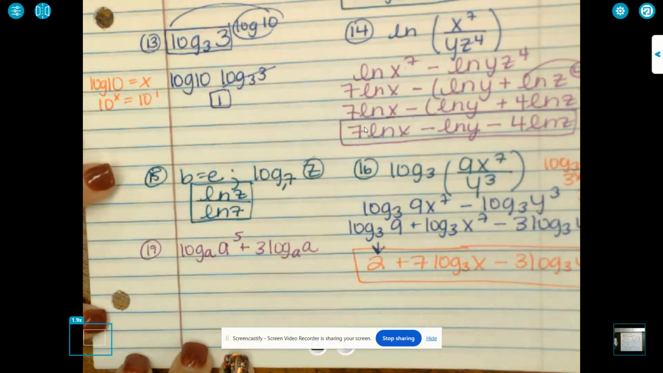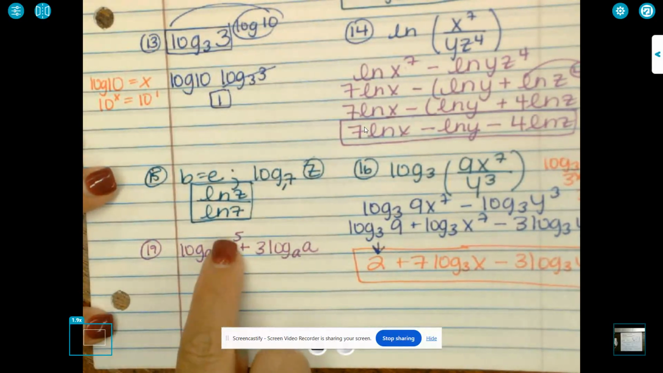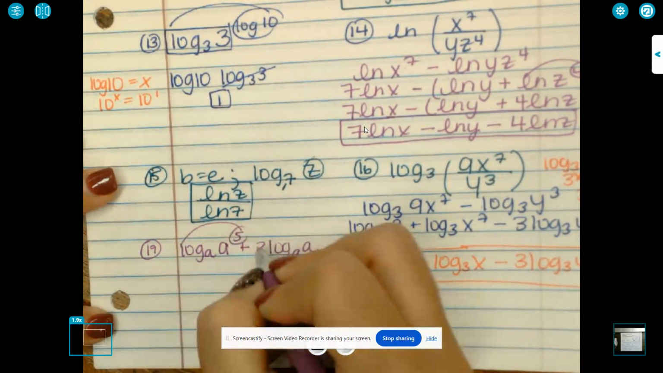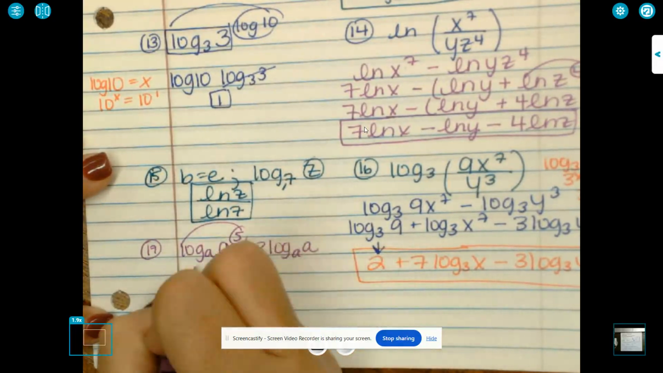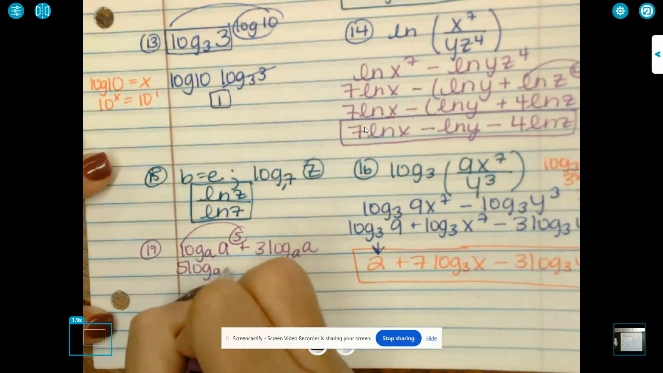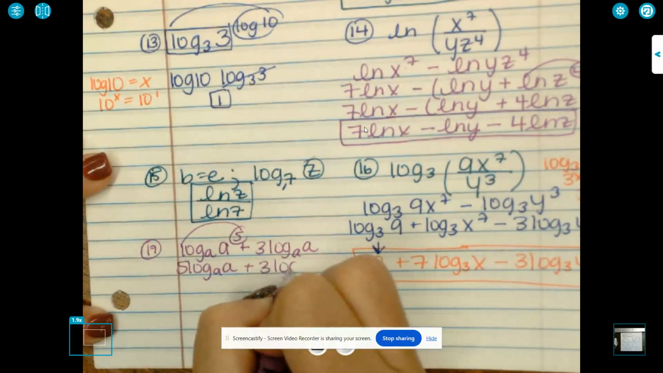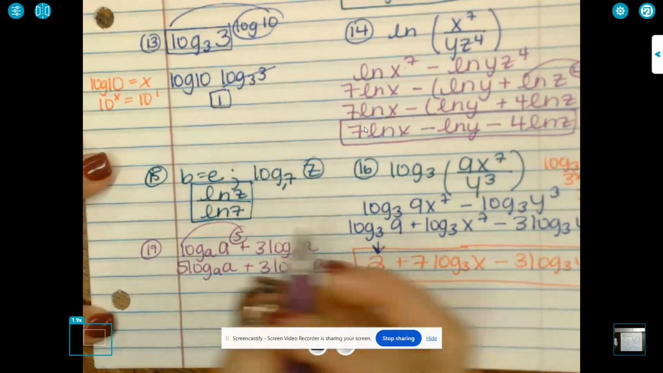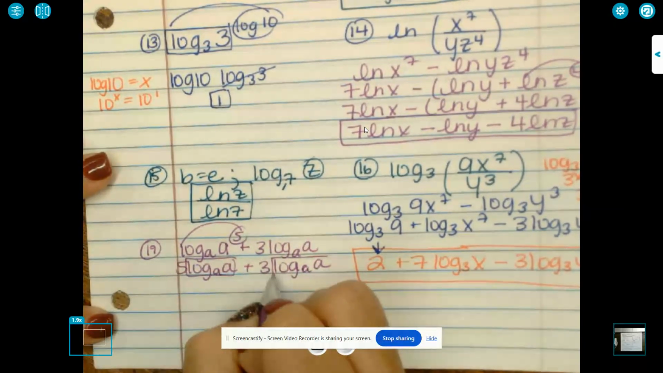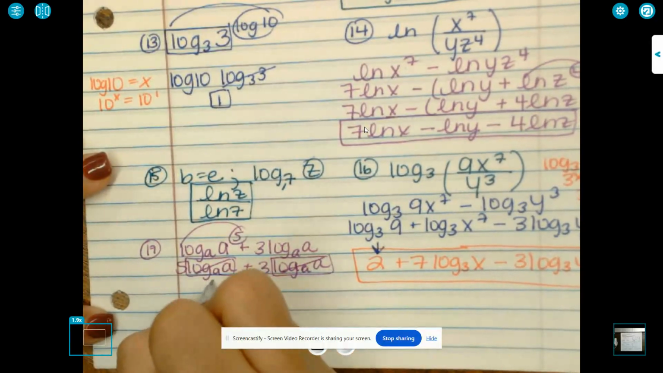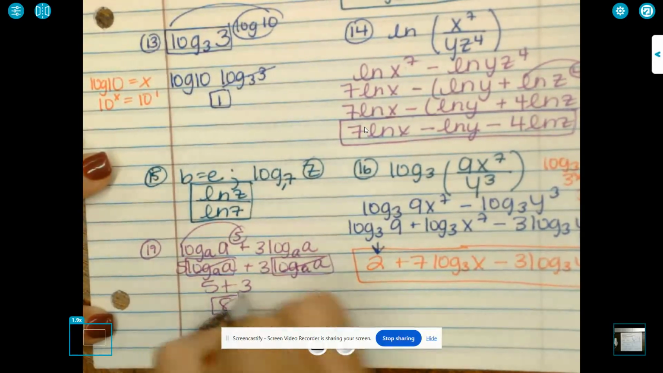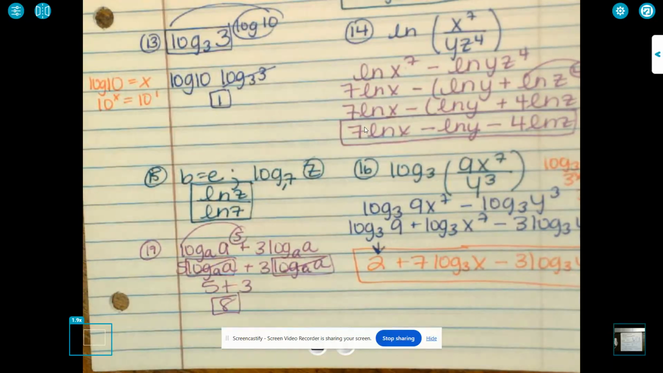All right, so if you remember, again, log base a of a. So this could come in front. This is already in front. So if I had 5 log base a of a plus 3 log base a of a, log base a of a on both of these becomes a 1. So that's just going to be 5 plus 3, which is 8. Okay. All right, next page.